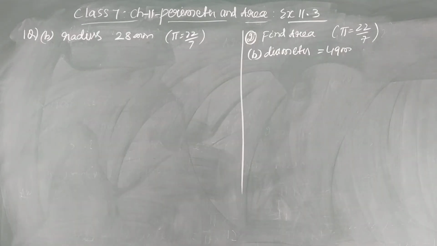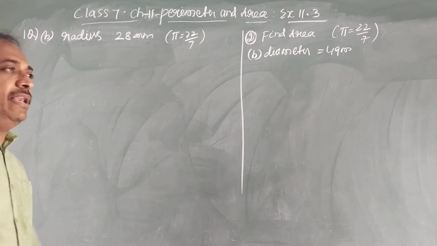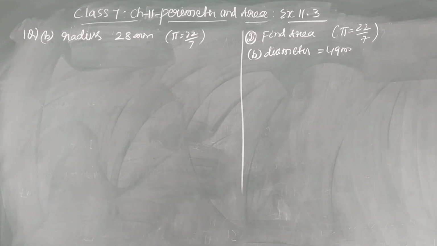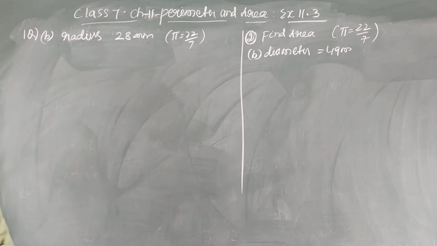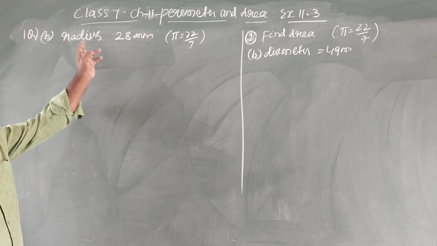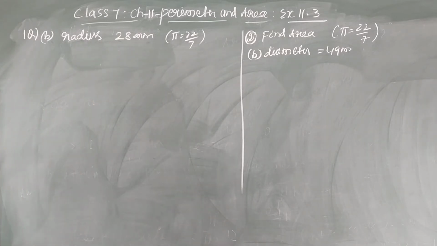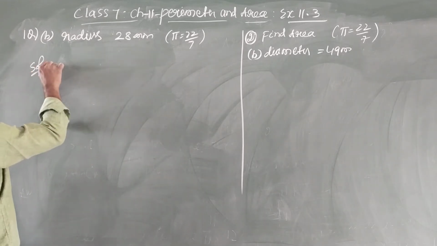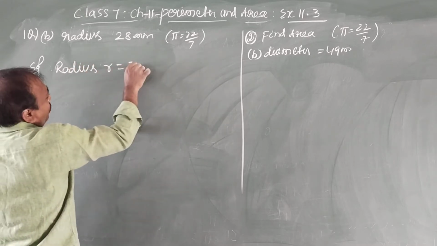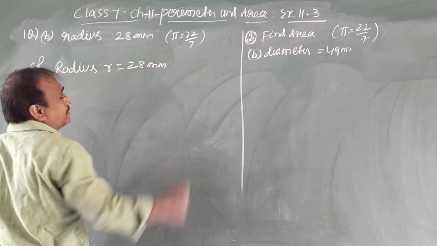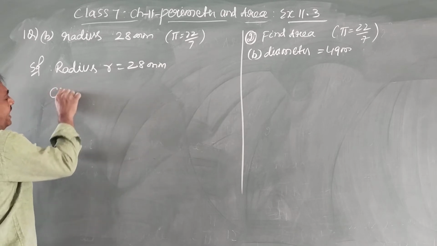Let us see exercise 11.3. Question number 1: find the circumference of a circle with the given radius, and use the pi value 22/7. Radius is equal to 28 millimeters and you have to use pi as 22/7. So, solution: radius r is equal to 28 millimeters. We are finding the circumference.